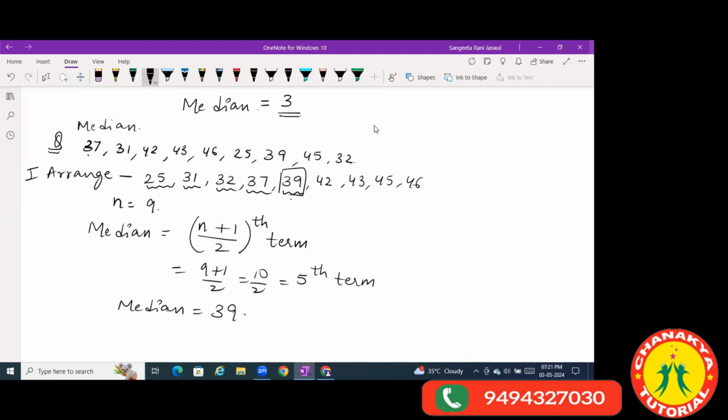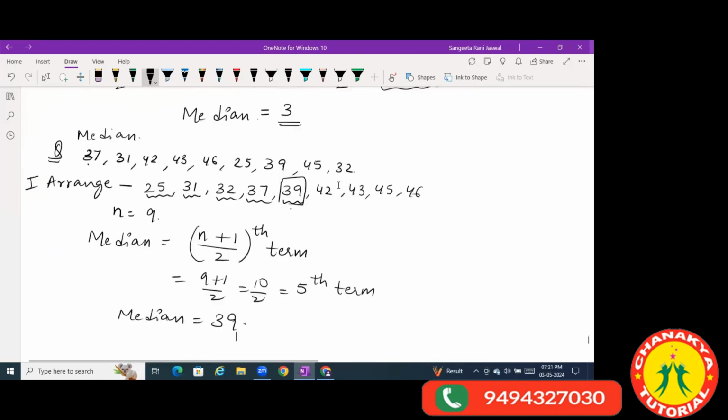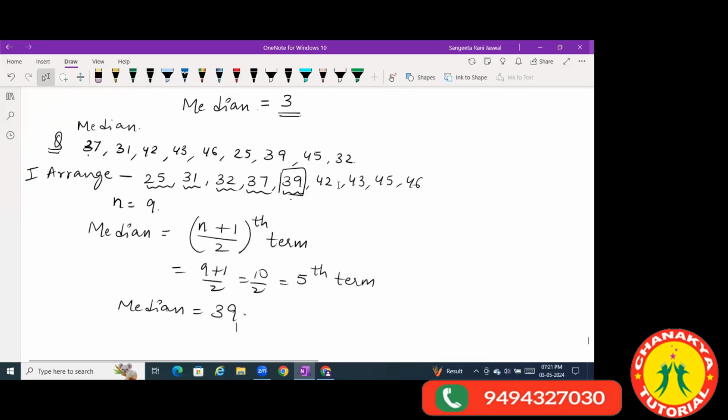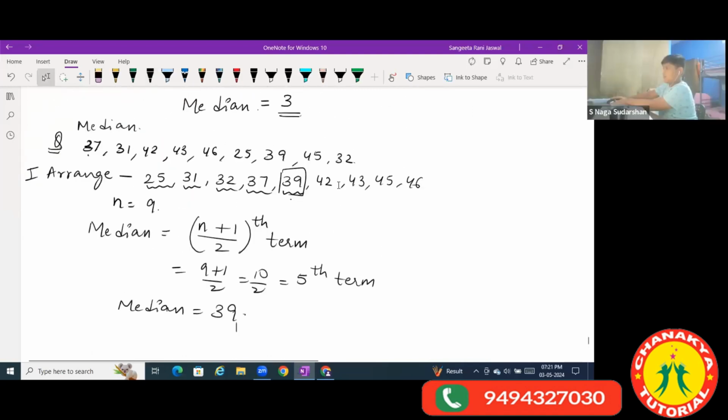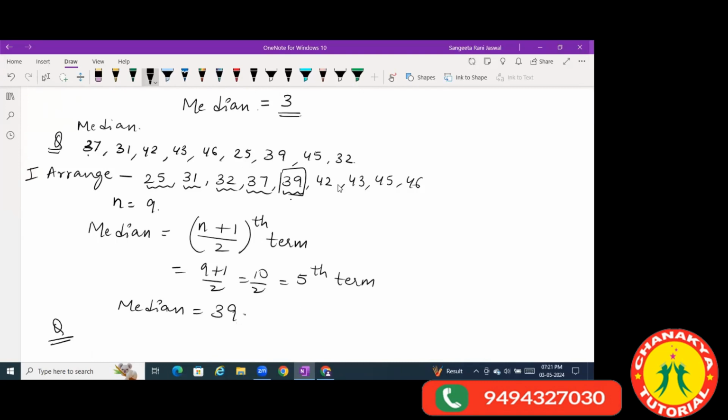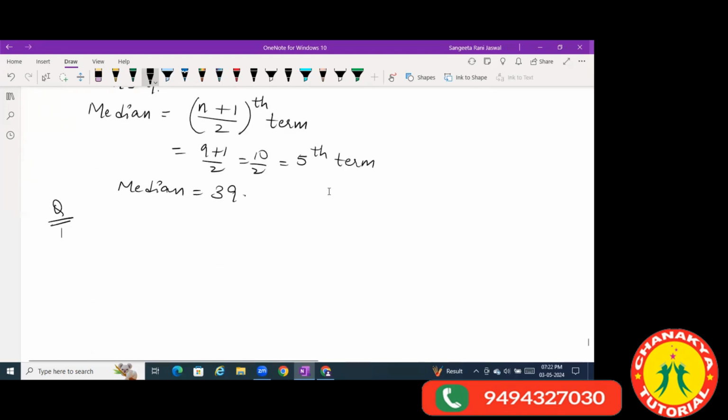You understood this? Yes, Siddhant? Yes, ma'am. And Sudarshan, what about you? Did you understand this? Yes, ma'am. Okay. Now I'll show you if the number of observations is even. So please pay attention. Now we have to find the median.